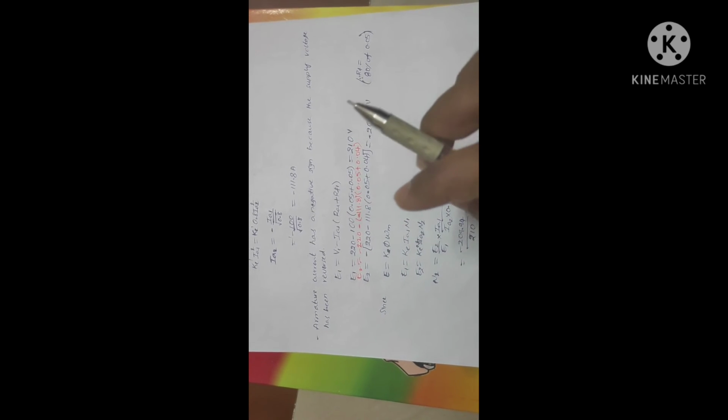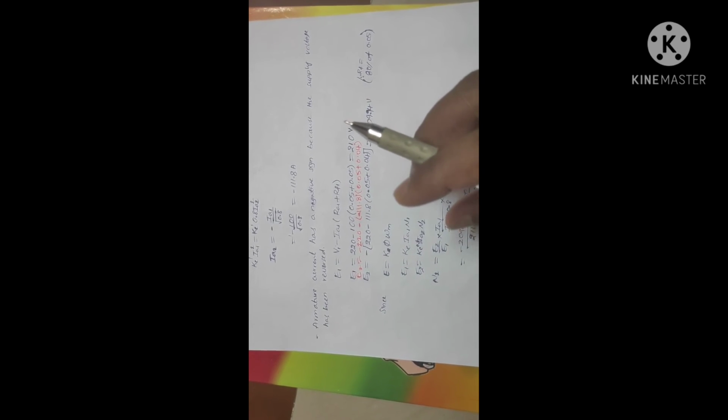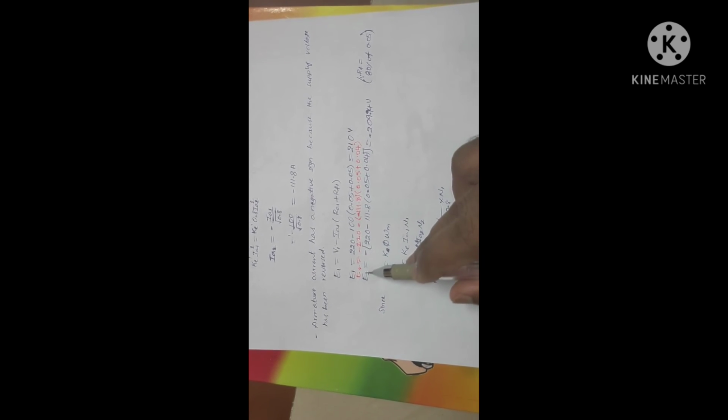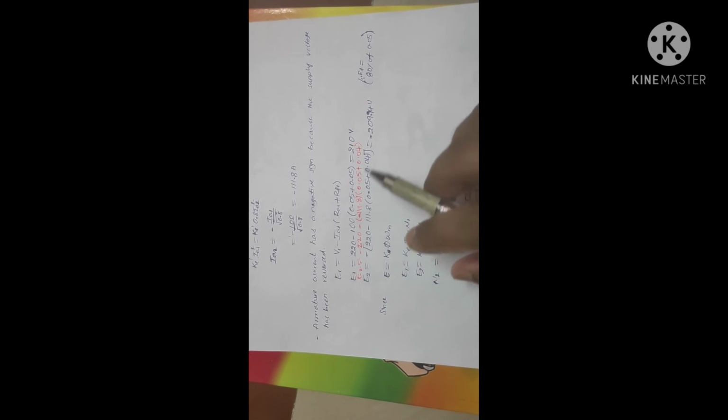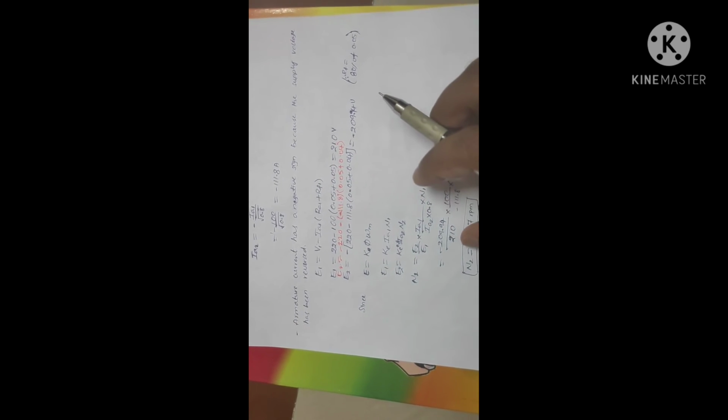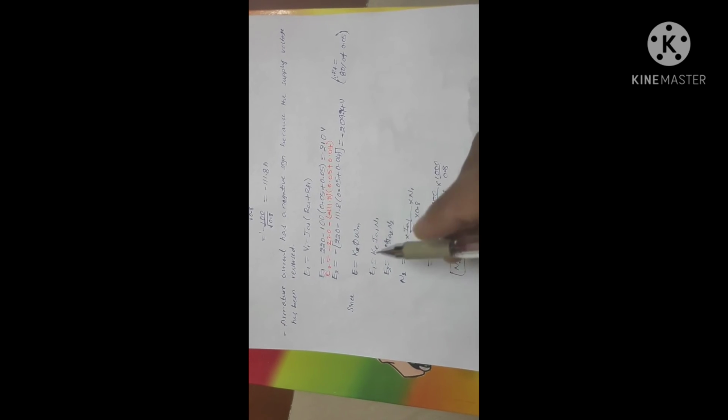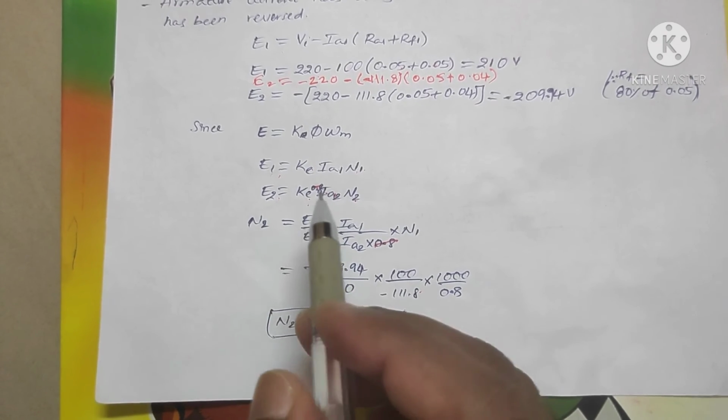Okay. Now we got the new back EMF E2, with respect to the supply voltage reversal as well as the reduced field winding. The corresponding back EMF we got. Now we need to find out the new speed with respect to that problem statement.